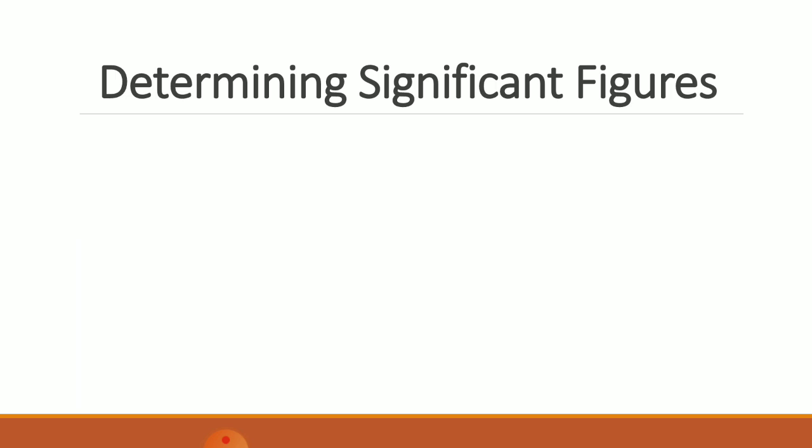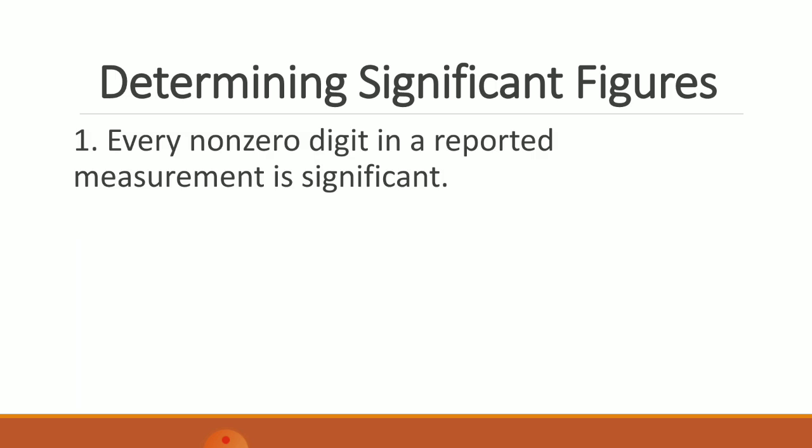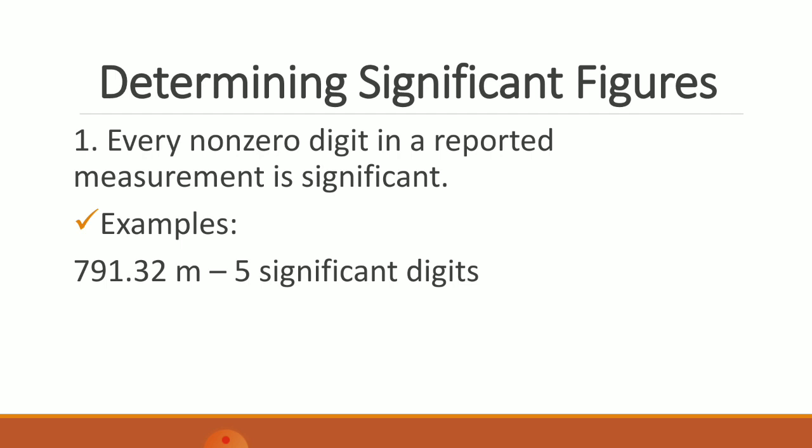All the digits that are part of a measurement are considered significant figures or significant digits. So the following are the rules for determining the number of significant figures of a measurement. First, every non-zero digit in a reported measurement is significant. Examples: we have 791.32 meters has 5 significant digits because 7, 9, 1, 3, and 2 are all non-zero digits.